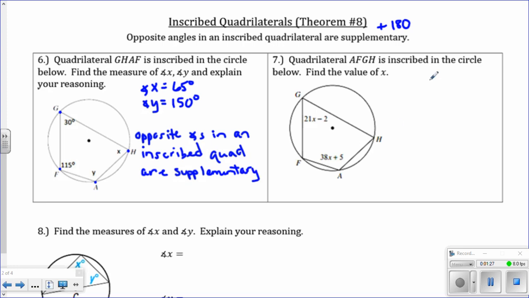And if you go to do a problem like number 7, same kind of thing, it's just this time it's algebraic. So opposite angles here, we want to find x. Well, we know that opposite angles are supplementary, so when we add those two expressions, it's going to equal 180 degrees.